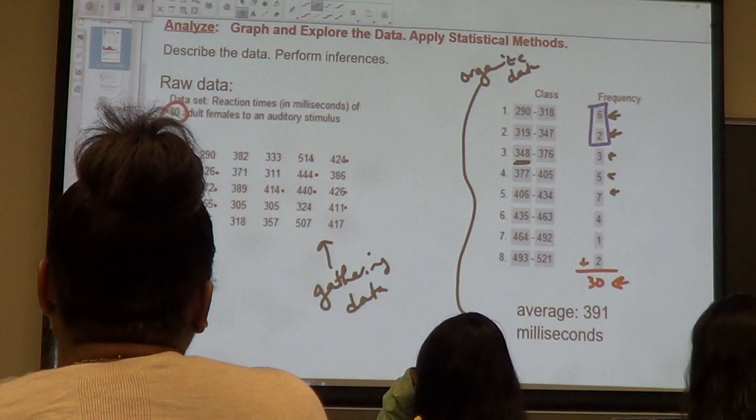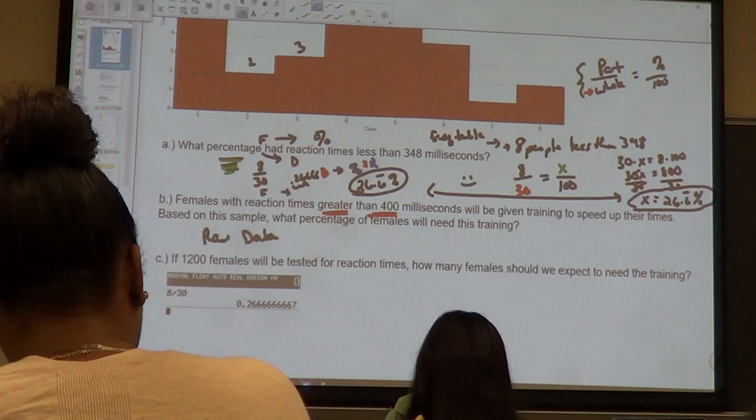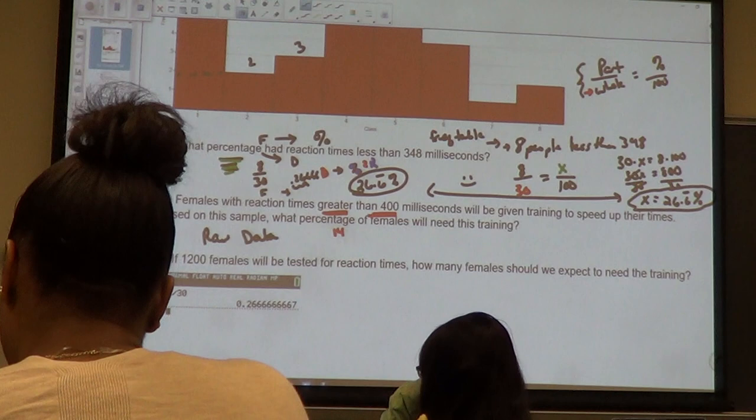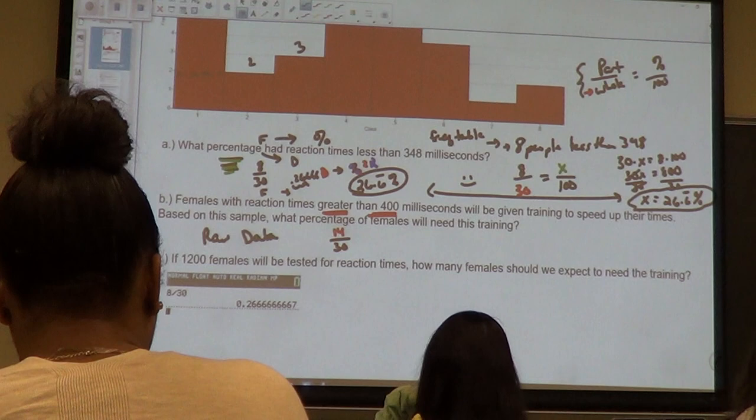1, 2, 3, 4, 5, 6, 7, 8, 9, 10, 11, 12, 13, 14. That's what's going to get you on your homework, too. So 14 or greater. What's my bottom number going to be? 30. 30, very good. My bottom number is 30 because that's my total.